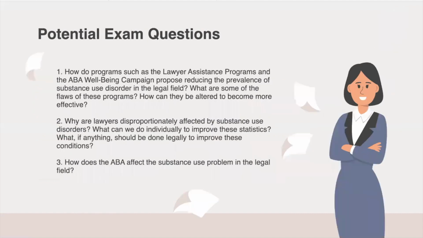So, finally, some potential exam questions. So, first one is, how do programs such as the Lawyer Assistance Programs and the ABA Wellbeing Campaign propose reducing the prevalence of substance use disorder in the legal field? And what are some of the flaws of these programs? How can they be altered to become more effective?